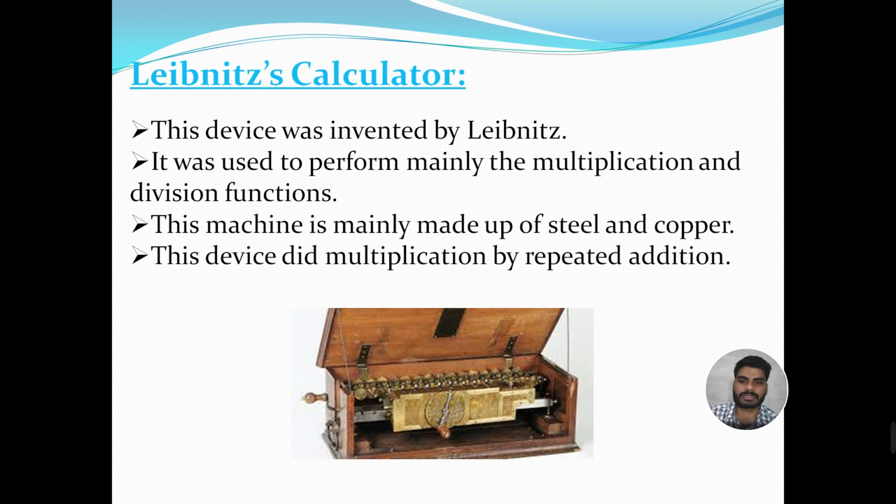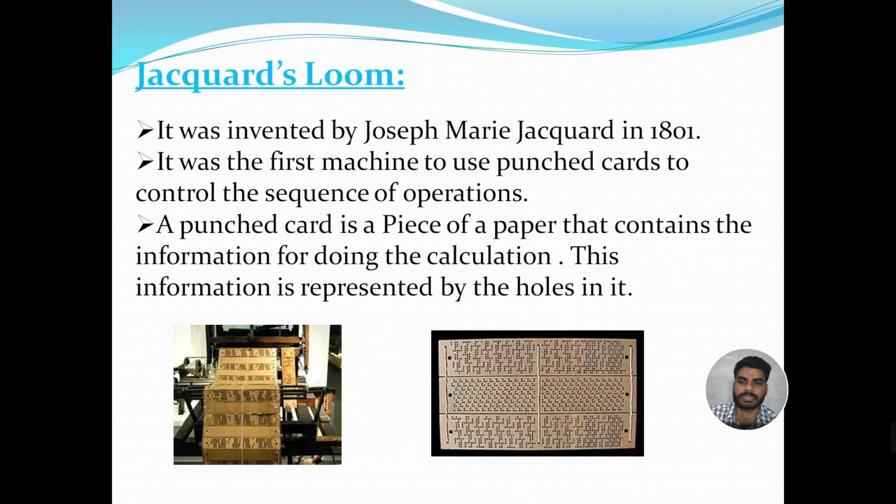So now let's see our next device, that is Jacquard's Loom. It was invented by Joseph Marie Jacquard in 1801. It was the first machine to use punched cards to control the sequence of operations. Now you all must be wondering about the word punched card. Actually, a punched card is a piece of paper that contains the information for doing calculation. This information is represented by holes in it.